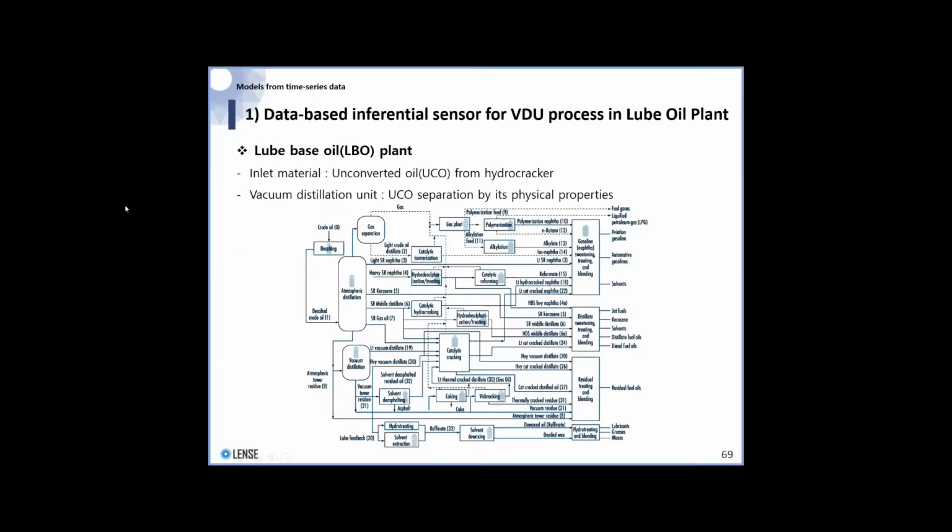Okay, let me just quickly show you an application we did with recurrent neural networks, to end my talk. This is a lube-based oil plant. It used to be that heavy oil from the hydrocracker was useless, but now these heavy oils are very valuable material for creating lube oil. So you can do hydrocracking, hydrotreating, and make it into very expensive, very valuable lube-based oil.